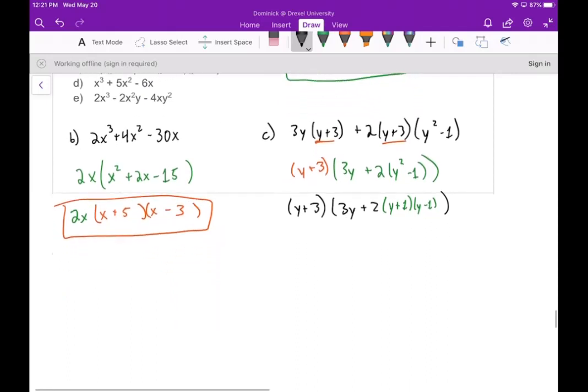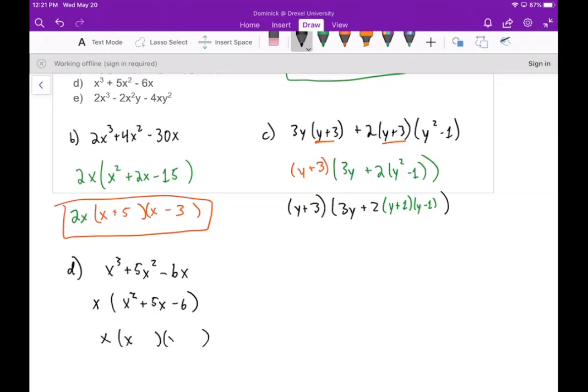Okay. Part D, we have x to the third plus 5x squared minus 6x. So we can take an x out again. I have x squared plus 5x minus 6. So this is going to give me an x times two parentheses of this form. And then I want them to add to 5 and multiply to negative 6. So we need a plus 6 and a minus 1.